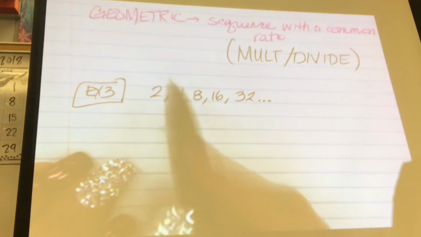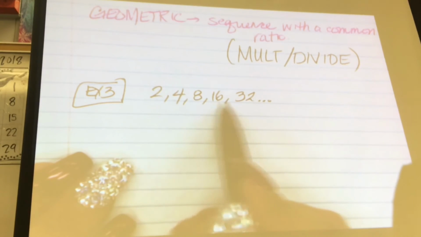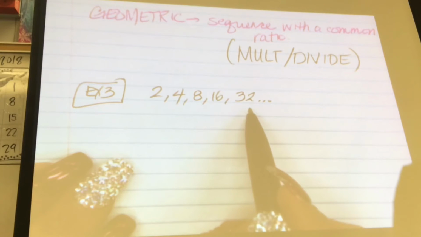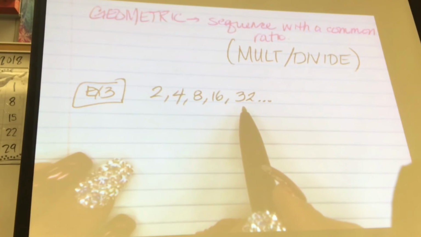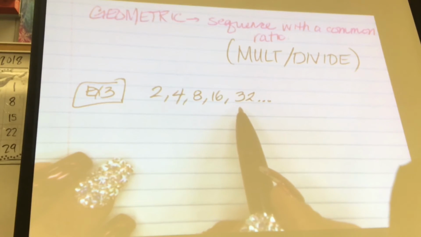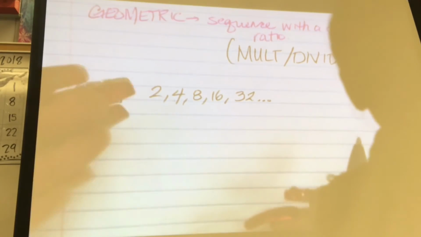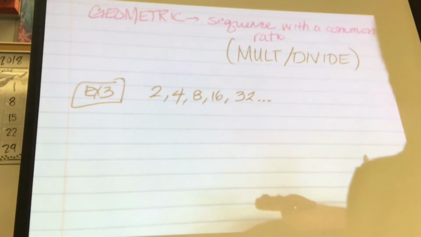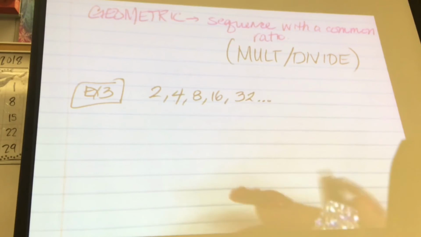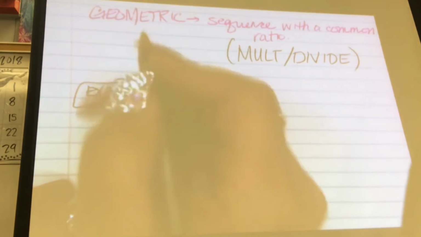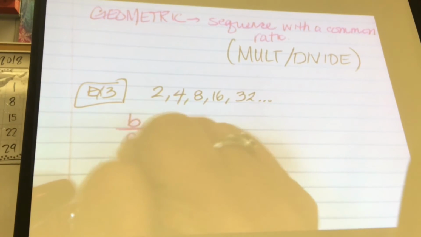Are you adding from 2 to 4 and then 4 to 8 and then 16? Are you adding the same number each time? No way. What are you doing this time? We're multiplying by 2. Easy to see, right? Because you see times 2 times 2 times 2. But is it always going to be that easy? No. So we have to find the common ratio. This time, we're going to do B over A.